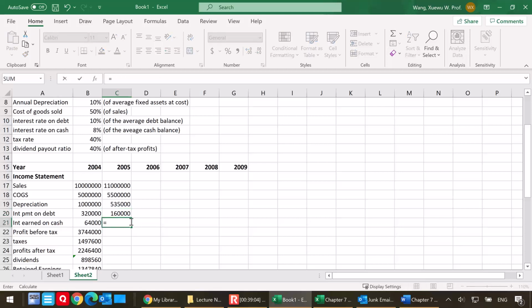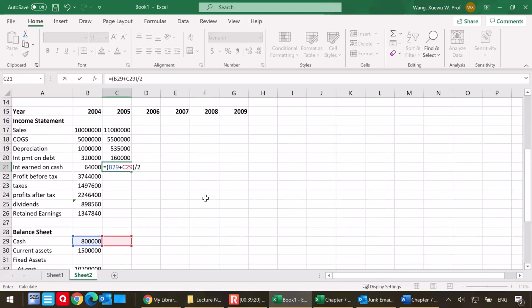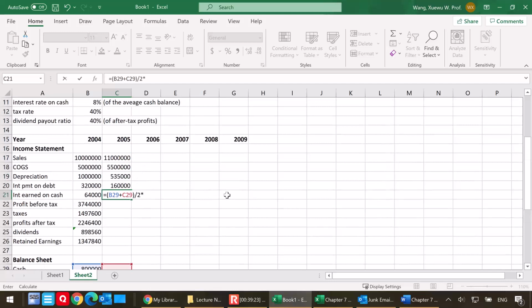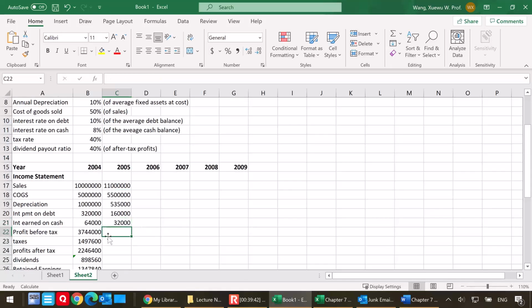And then we have cash, all right, interest earned on cash. So that's going to be the cash balance. So I'm going to have the cash for 2004 and the cash for 2005 and divide that by 2. So that's the average cash balance. And then I would actually multiply this by the interest rate on cash, and that's going to be cell B11, and let me lock down B11 as well. All right, so imagine this number will change as well because the cash for 2005 right now is 0. It will be changed. All right, so the profits before tax.